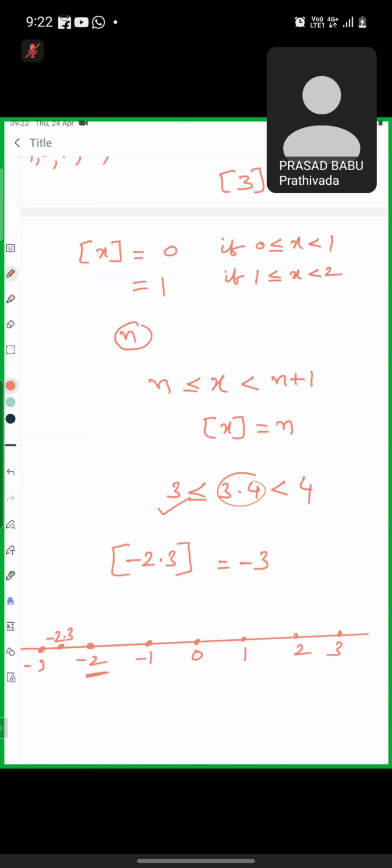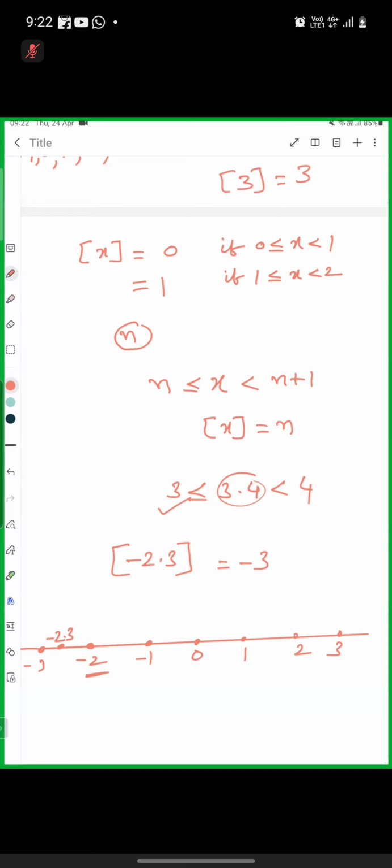Whatever real number is given, for that real number, the integer on the left side is the integral part. So what is the integral part of -3.4? -4. And the integral part of -6.9 is -7. Okay? Clear about the definition of the integral part function?